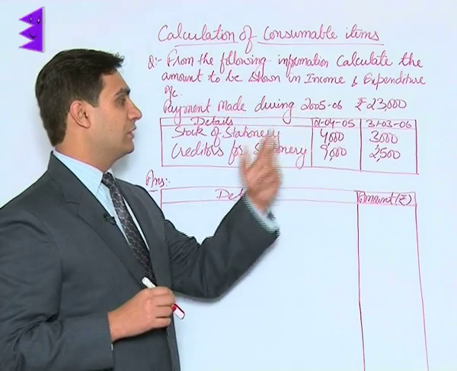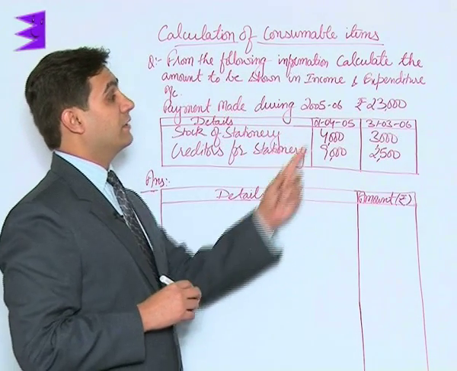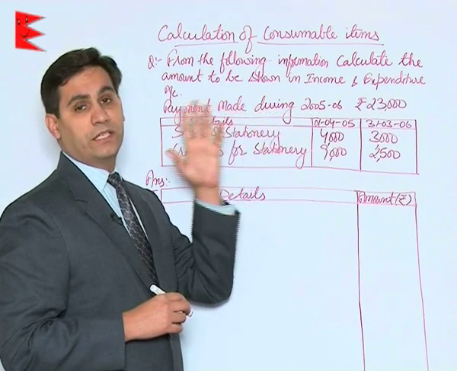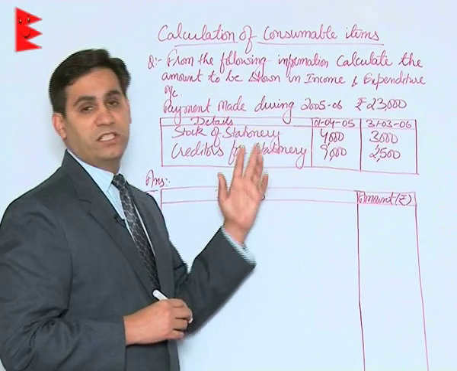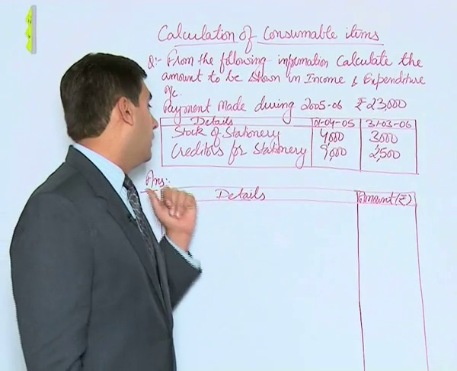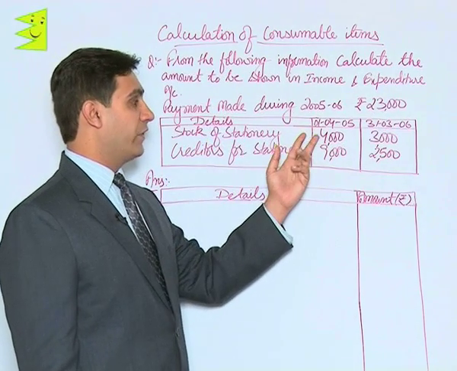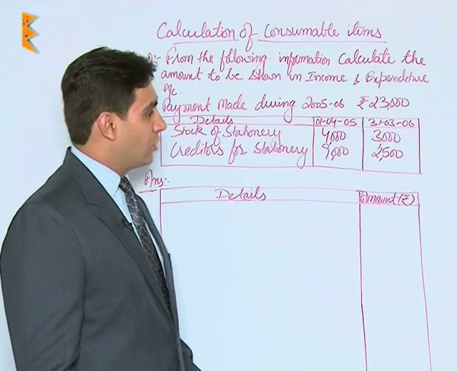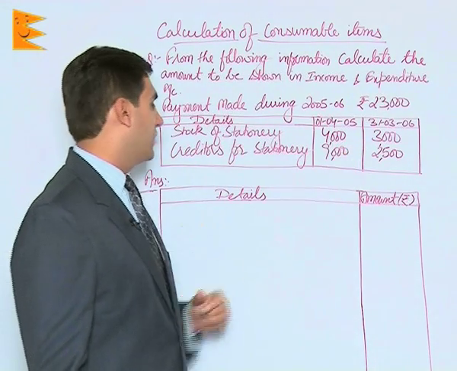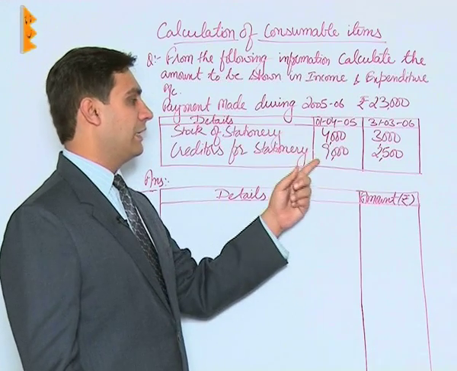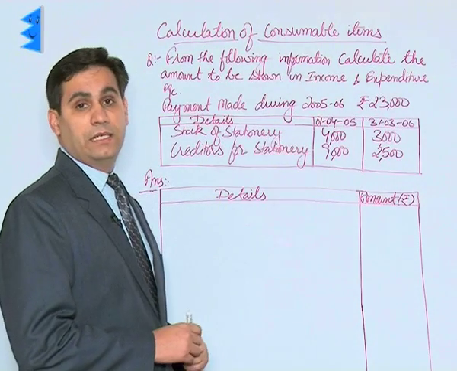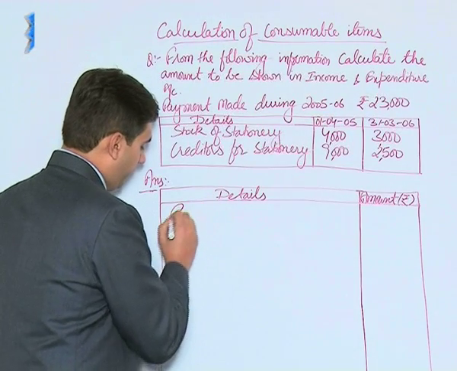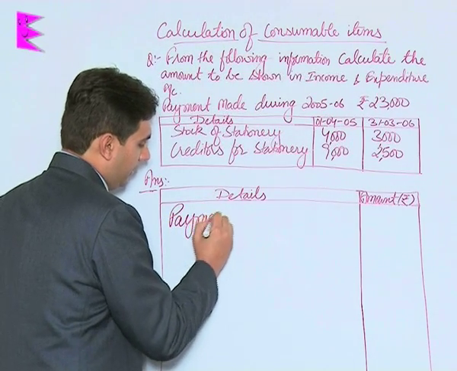Payment made during year 2005 and 2006 is 23,000. Remember, this is payment made during the year. Obviously, since we are dealing with stationery, so it would be for stationery only. Then we have stock of stationery as on 1st April 2005. Remember, this is the beginning of the year, so this is opening stock. This is closing stock of 3,000. Creditors for stationery in the beginning are 9,000 and 2,500 at the end. So now students, payment made during the year.